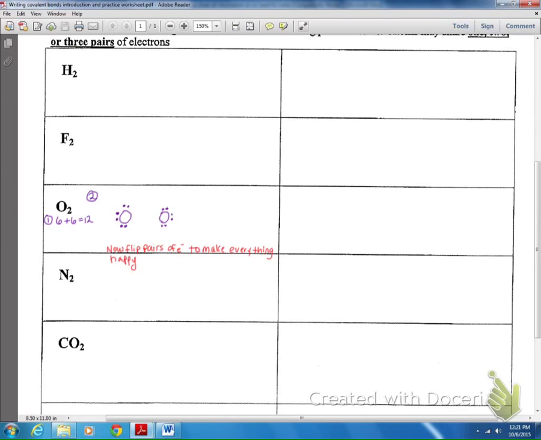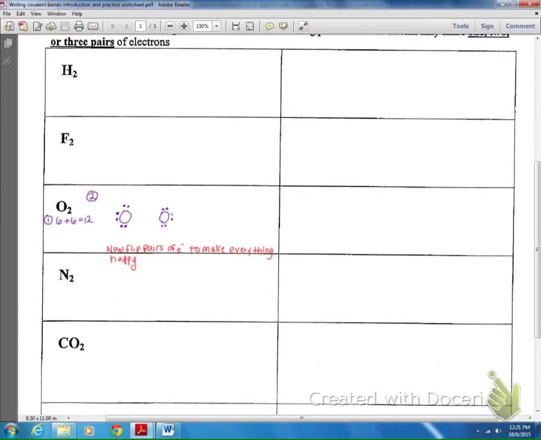Alright, so now we're back to our oxygen. So now essentially what we need to do is flip pairs of electrons to make everything happy. At this point in the video, I'm going to do a lot of writing and a lot of erasing. You don't necessarily need to erase things if you feel like you would like to redraw it so you can see the steps. I'm just going to run out of room.